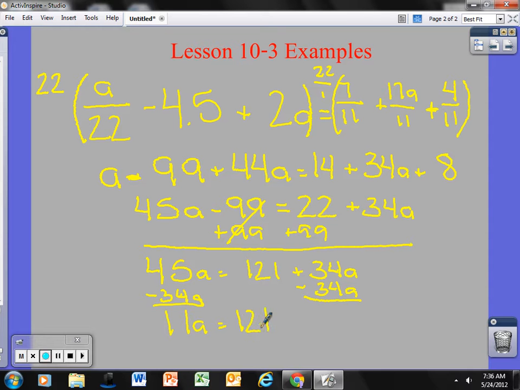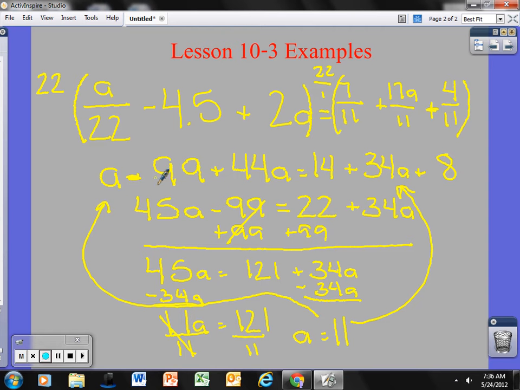Well, let's solve and evaluate for 1a, not 11. So I want to get rid of that 11, so I'll divide both sides by 11. I am left with a is equal to 11. Okay, if I want to check that, I could substitute it back into this equation. It'd be a little bit easier, and check my answer to make sure both sides are equal.